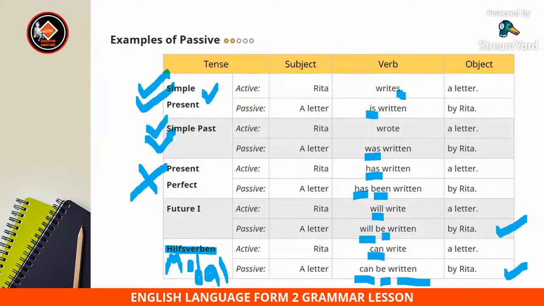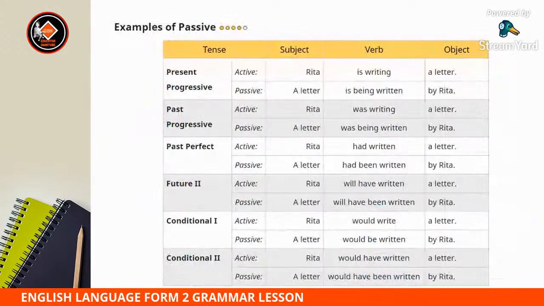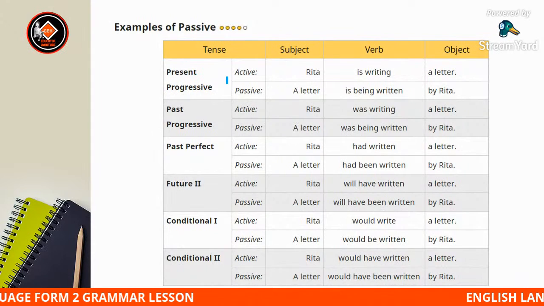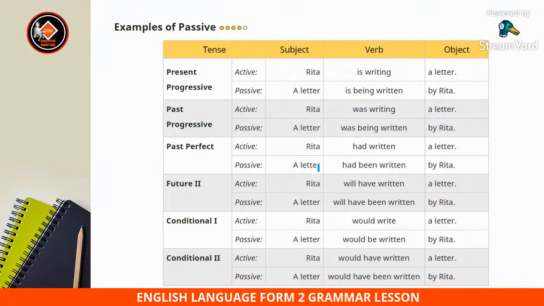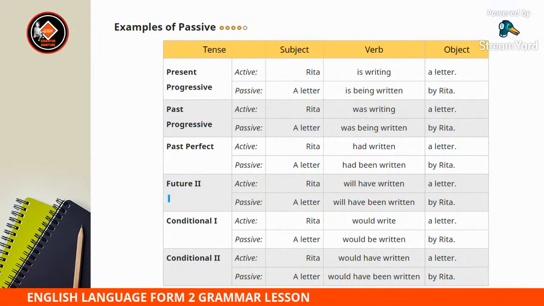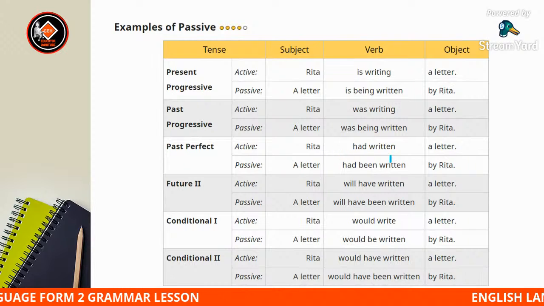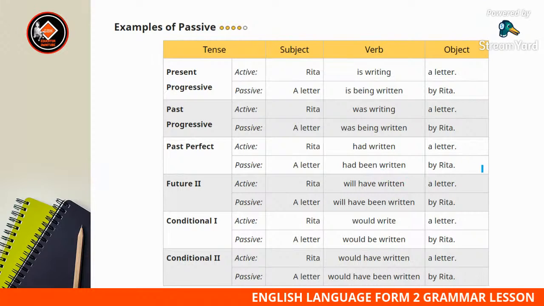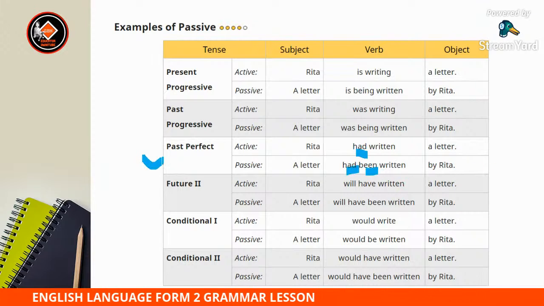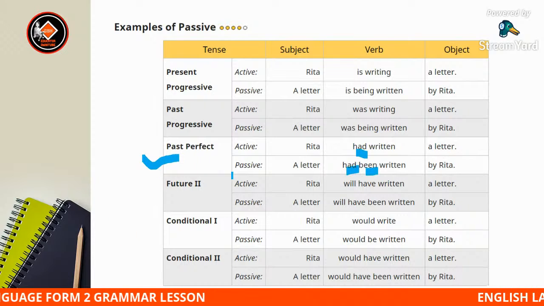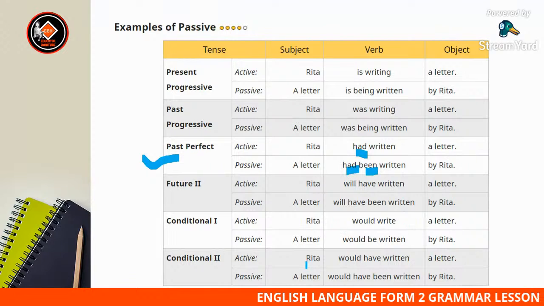Okay, there are many more. I just show it to you after you become so confused. Okay, you have progressive. Rita is writing a letter. A letter is being written by Rita. You have past progressive. Rita was writing a letter. A letter was being written by Rita. Then you have past perfect. Rita had written a letter. Passive will be a letter had been written by Rita. So had become had been. This one you can learn. Okay, future two will have written, will have been written, conditional, would write, would be written.